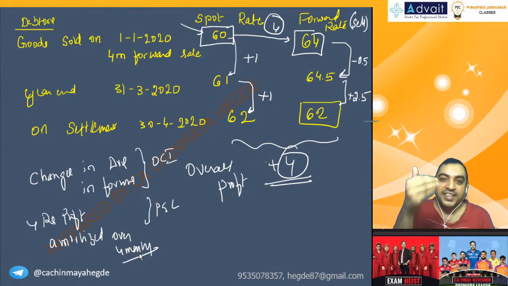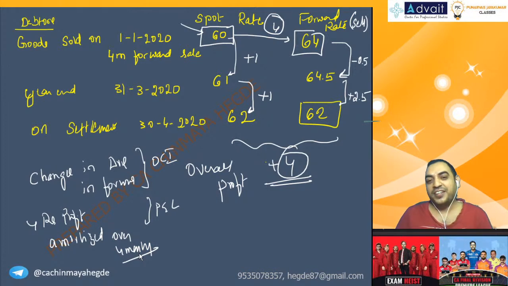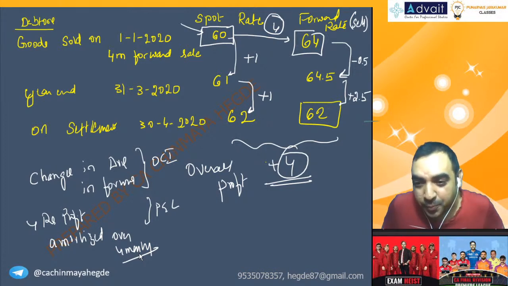So whatever you learn in SFM, we are trying to give the effect in FR, that is hedge accounting. If you keep it separate, then you are not going to connect the two. That connection is important. That connection is the 4 rupee profit. Okay, hope you got the point.